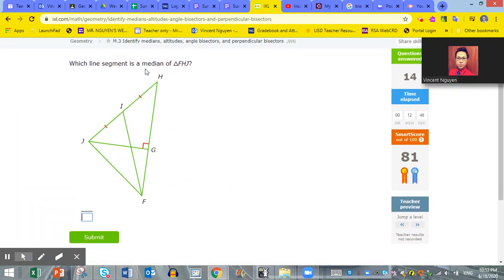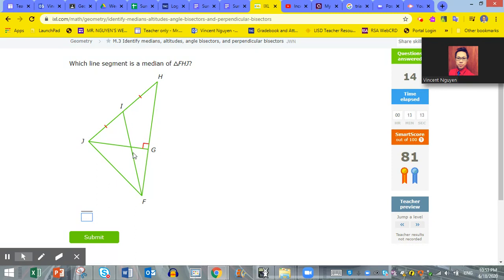A line segment that is the median of triangle FHJ. Where's FHJ? Oh, the big triangle on the outside. So there are two segments here. They want to know which one is the median. Well, the median comes from the vertex to the midpoint. Well, JG comes from the vertex, but it doesn't go to the midpoint, right? Apparently, because these two segments are not the same.